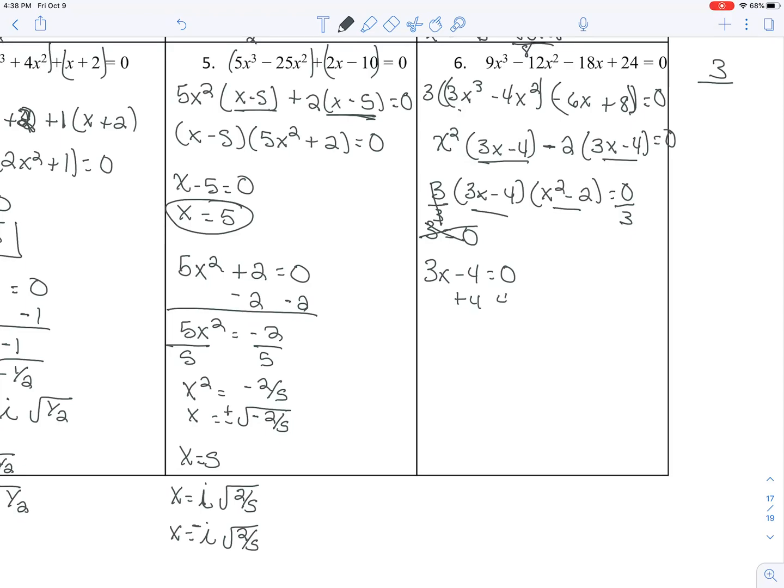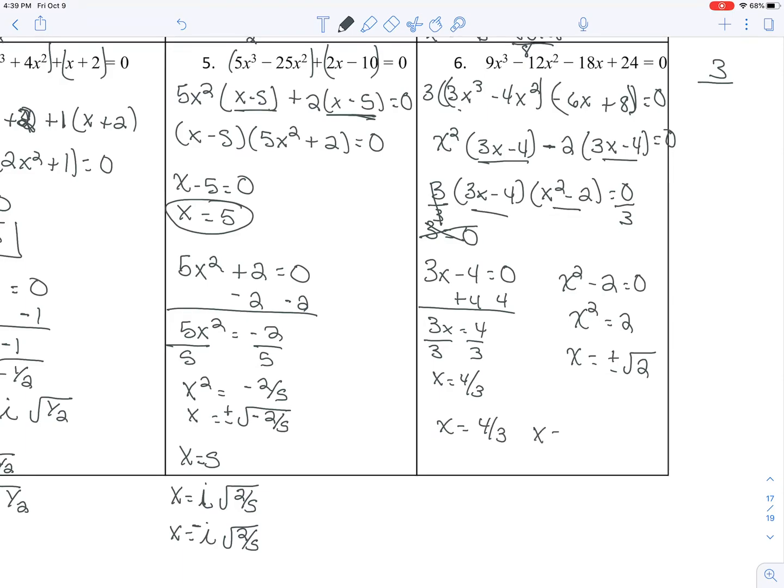So I get 3x minus 4 equals 0. I add 4 to both sides. I get 3x is equal to 4, divide by 3. x is equal to 4/3. That's one answer. Now, my second answer, I'm going to do x squared minus 2 equals 0. And now I have x squared equals 2. So I'm going to take the square root of that, and it's going to be plus or minus radical 2. Notice there's no i because it wasn't equal to a negative number.